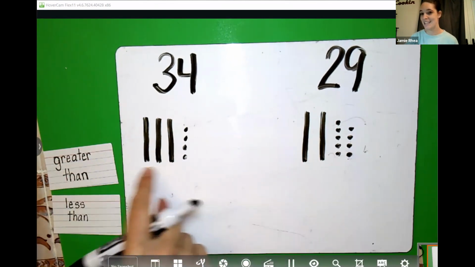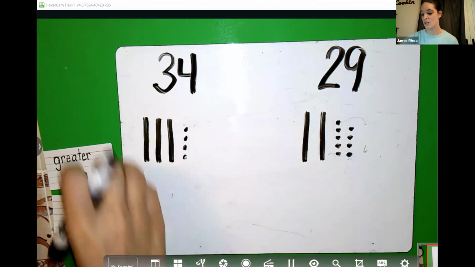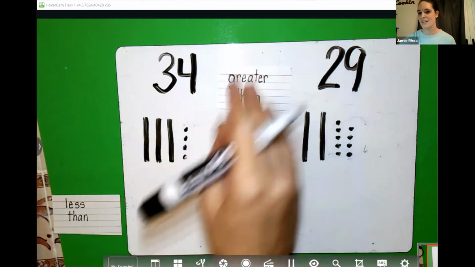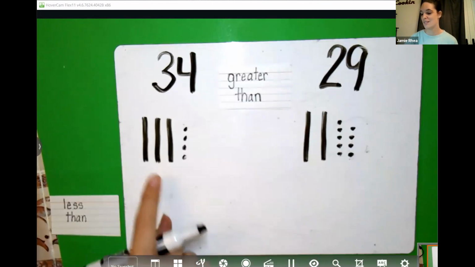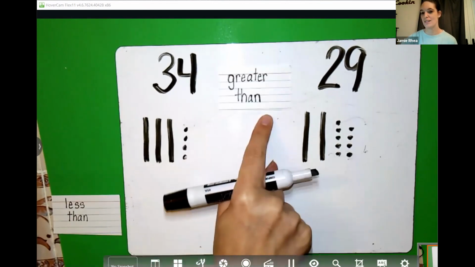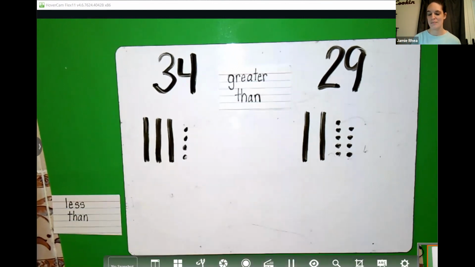So I can look at my 10s left to right and see which one has more. So 34 is greater than 29, because there's more 10s here. So 34 is greater than 29.